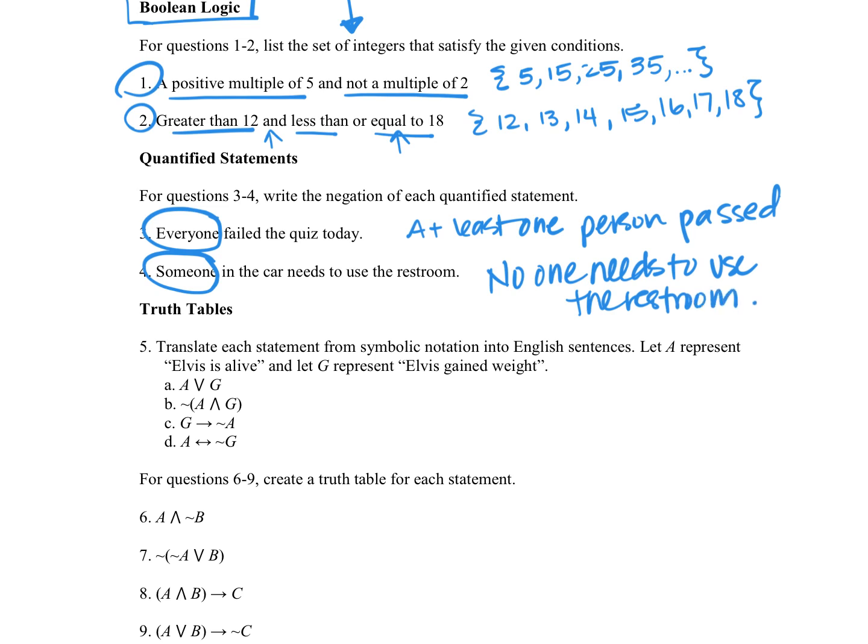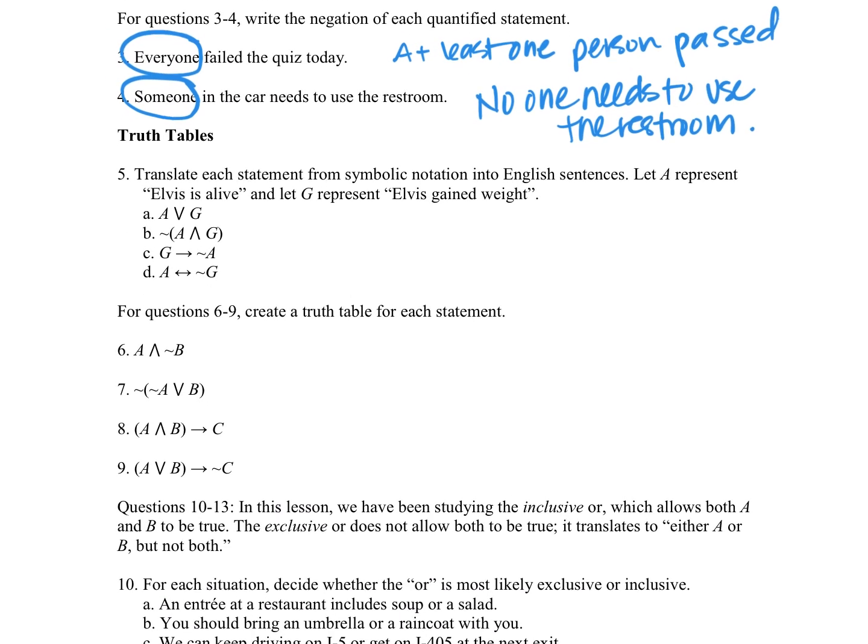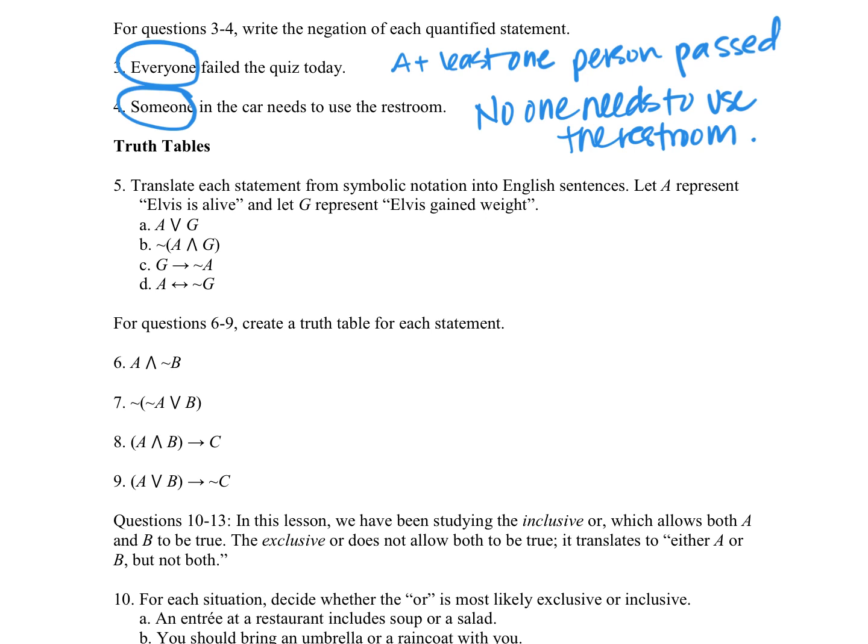All right, for our next part, we're going to look at everything that uses the conjunction, disjunction, or negation. So for part 5, that's going to be questions A and B. So it wants to translate each statement from symbolic notation into English sentences. So A is Elvis is alive. So we're going to say here, this is or here.